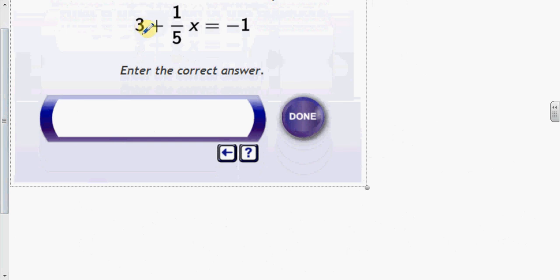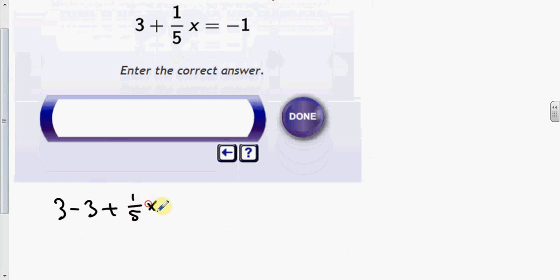That's the first thing. Second thing, after you do that, this is x divided by 5. I'm going to multiply everything by 5, both sides by 5. Right? So this is 3 minus 3 plus 1 over 5x is equal to negative 1 minus 3. Well, the 3's cancel out on the left. That's the goal. I'm trying to get rid of 3. So if you're trying to get rid of 3, you don't get rid of 3. Uh-oh, right? So this is 1 over 5 times x.